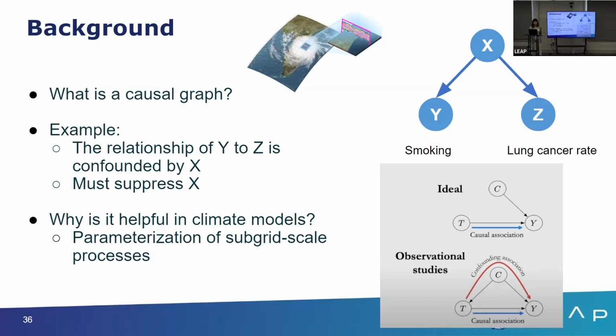For the bottom right graph, what you want ideally is that C implies Y and T implies Y, so there is nothing between C and T. You can replace C and T with X and Y. So there's no arrow between those two nodes. But in observational studies, we often do have that confounder.